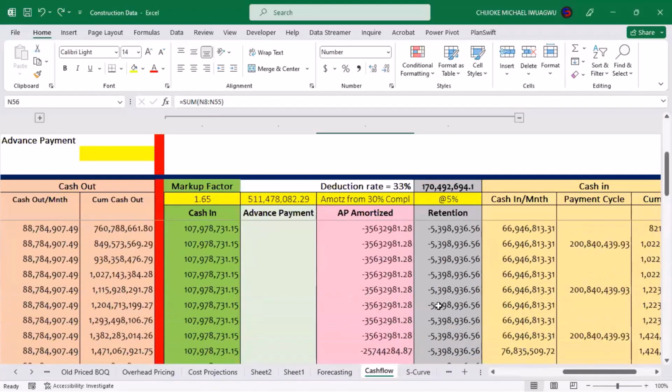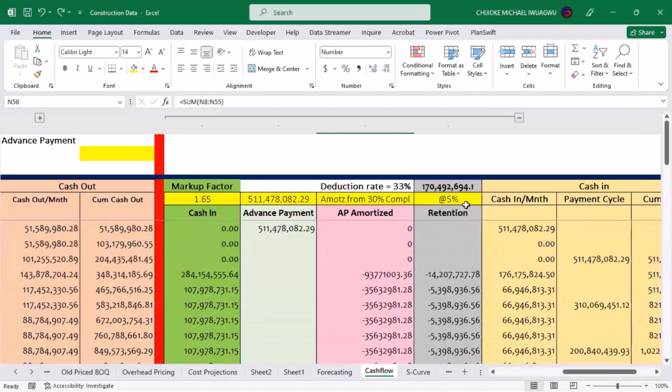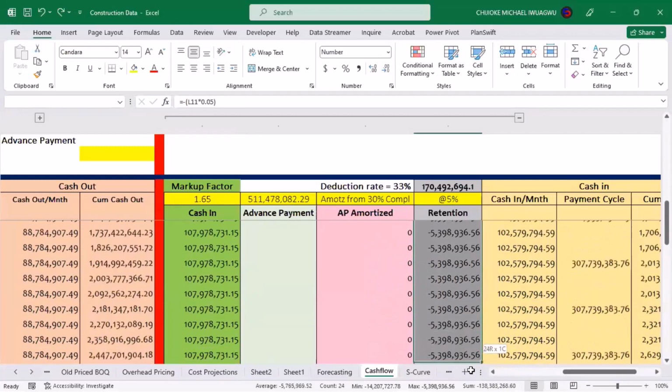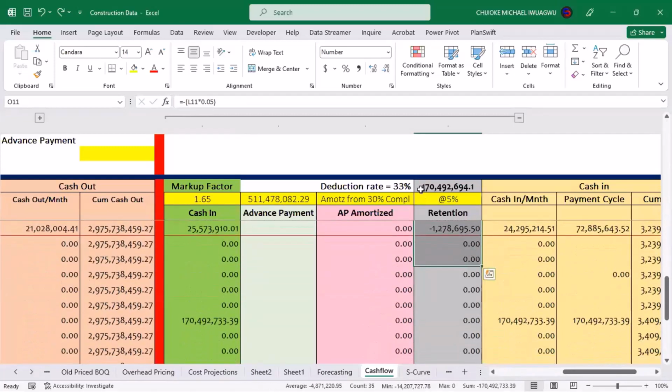And then the next thing we need to talk about is our retention. Retention at every point in time, 5% of your retention will always be this. I have established the 5% of my retention, 5% of my total contract value, which is the limit of my retention. It simply means that you continue to remove retention for each certificate, which is 5%. You remove it until you get up to the maximum of this 170 something million that you have.